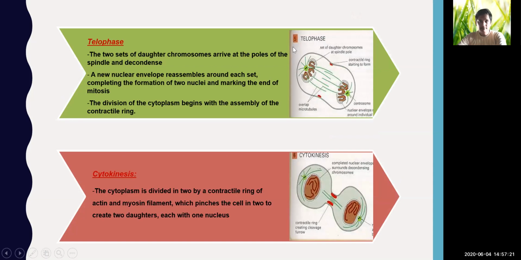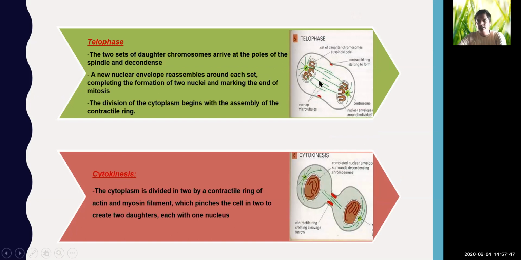Now, last, telophase. Telophase is the end of the mitotic division. In telophase, the two sets of daughter chromosomes arrive at the poles of the spindle and decondense. A new nuclear envelope reassembles around each set, completing the formation of two nuclei and marking the end of mitosis.